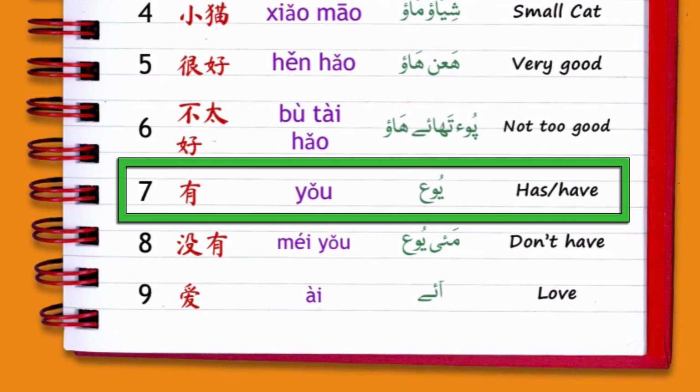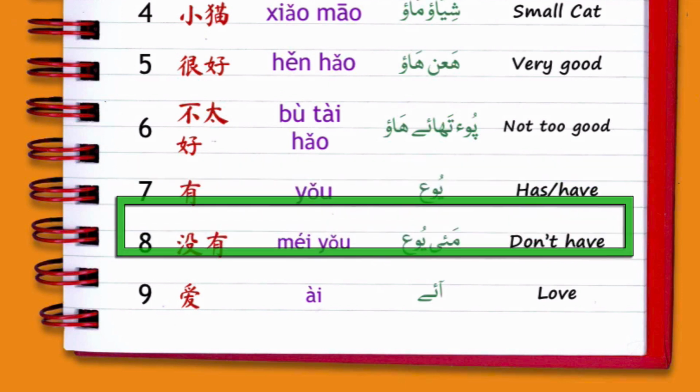Number 7. 有. That means has or have. For example, we say 我有钱, I have money. Alright. Today's word number 8.